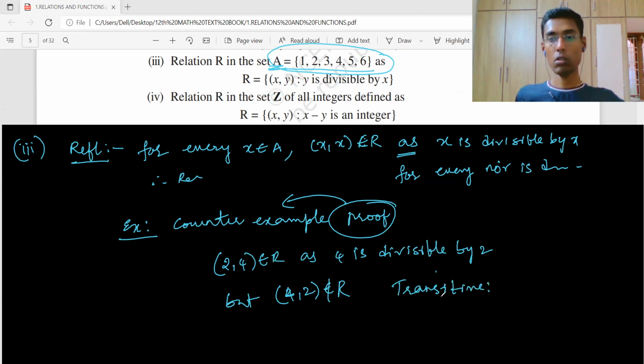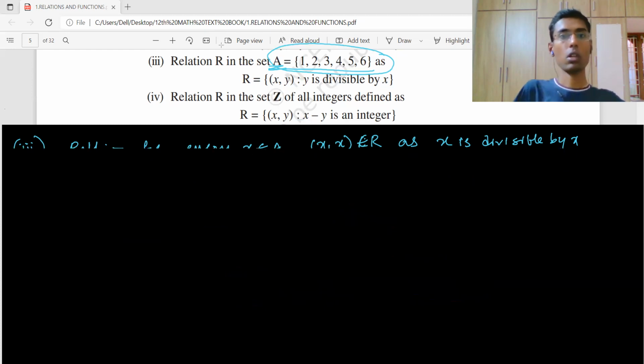Sir, I think it is transitive. Good. Because if we take 1 comma 2 in R, you'll get 1 comma 2, 1 comma 3, 1 comma 4, all of those. And when you take 2 comma 4 also, you'll get 1 comma 4 again. So that way it is transitive. But how do you prove this one?